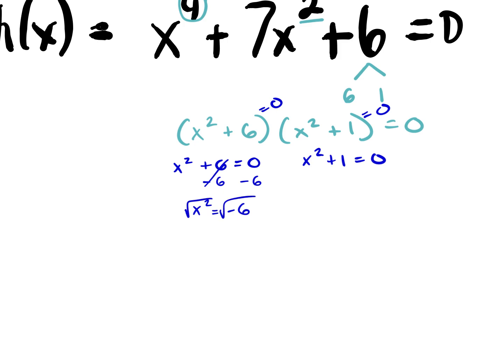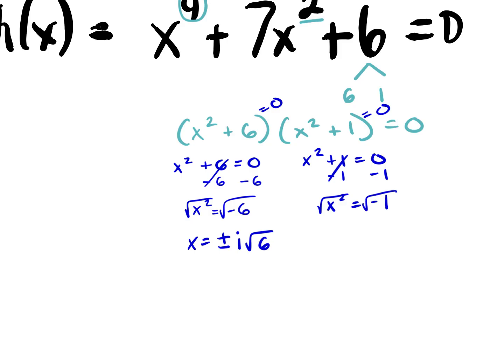Square root both sides. So x equals what? Awesome. Plus or minus, I'll put the i out front, so i square root 6. Perfect. So that's 2 of our zeros. We've got to find the other 2. So let's do the same thing here. We're going to subtract 1 on both sides. So x squared equals -1. What do we do next?